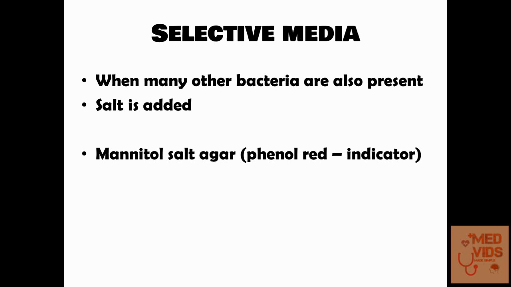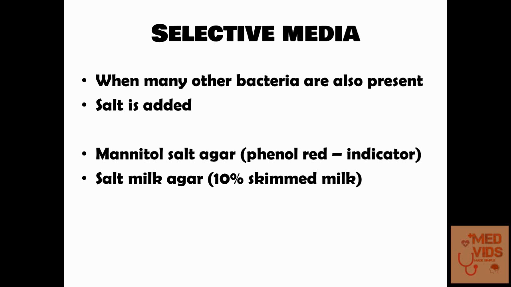The various selective media available include mannitol salt agar. Mannitol salt agar contains nutrient agar with 7.5% sodium chloride. As the name suggests, it also has salt in it, and the indicator used in mannitol salt agar is phenol red. What happens here is that if Staphylococcus aureus is present, it produces yellow colored colonies due to mannitol fermentation.